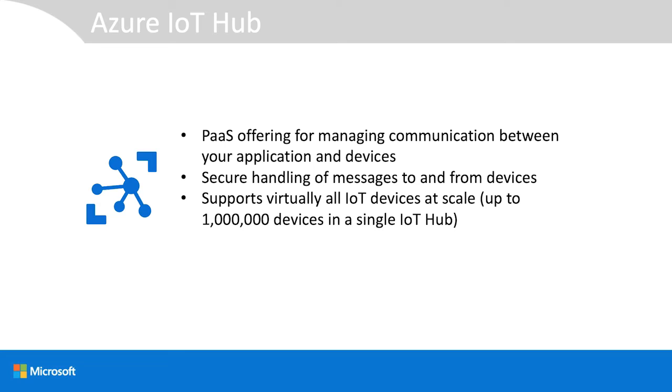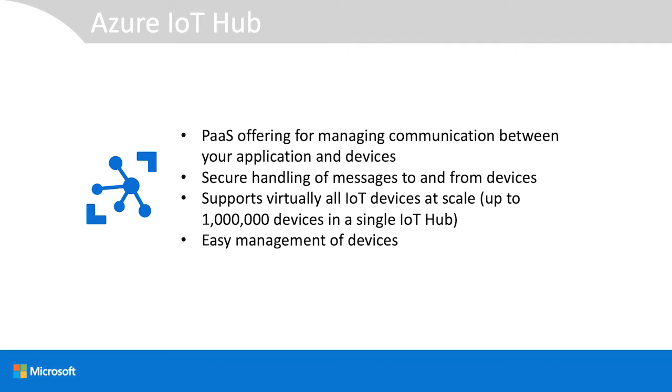IoT Hub supports virtually any IoT device, and it does it at very large scale, up to 1 million devices in a single IoT Hub instance. IoT Hub also makes it easy to manage your devices. You can send firmware updates to your devices using IoT Hub, and you can also set a desired configuration for a device, even if that device is offline. When that device then comes back online, it picks up that desired configuration and makes the necessary changes automatically.